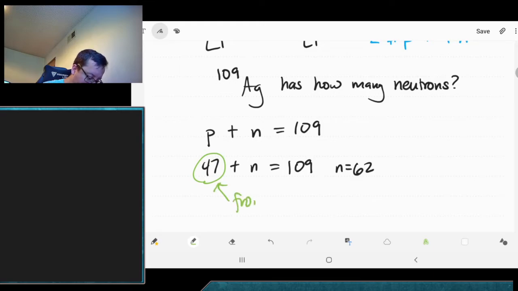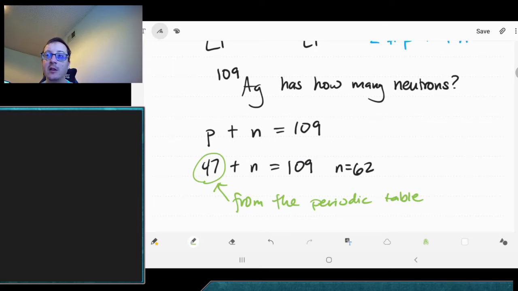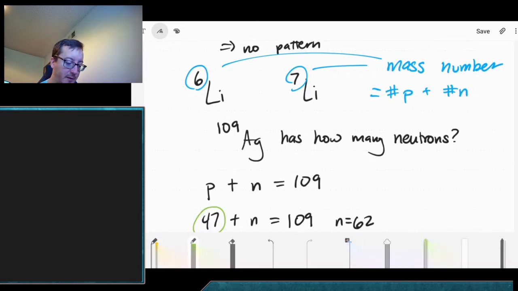Notice we got this from the periodic table. So we got that from the periodic table, and so we have our number of protons there, and so we can just use subtraction to get our number of neutrons. So, there we have it. We can see how many neutrons something has looking at its mass number.